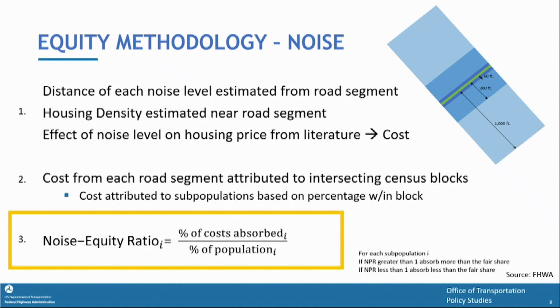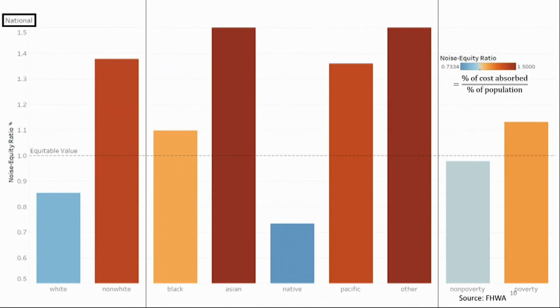So for instance, if you can imagine the entire population was randomly distributed through the whole country, with no patterns, then this ratio would be 1 for all demographics. But as we see, that's not the case. First, pay attention to the two leftmost columns. We can see that the white population absorbs significantly less than the fair share of noise cost, around 0.86. So it's 14% less than the fair share. While the non-white population, which is an aggregate measure of all the other demographics, absorbs about 38% more noise than the fair share. We can see how that's distributed across different demographics.